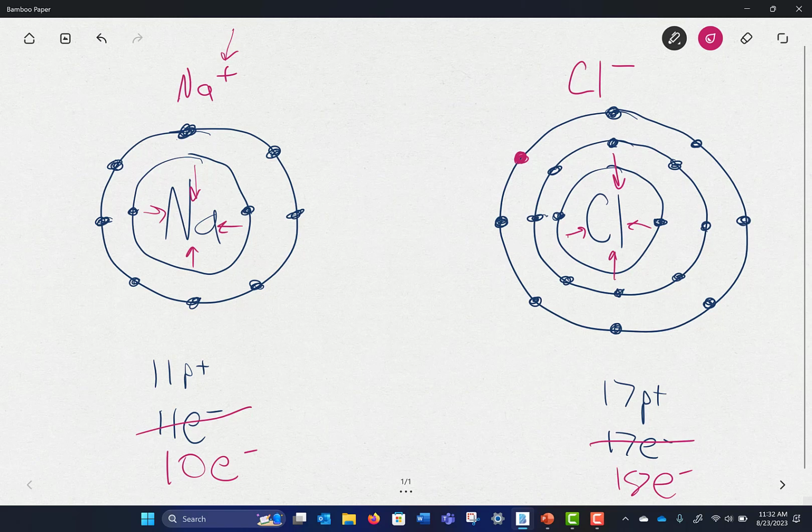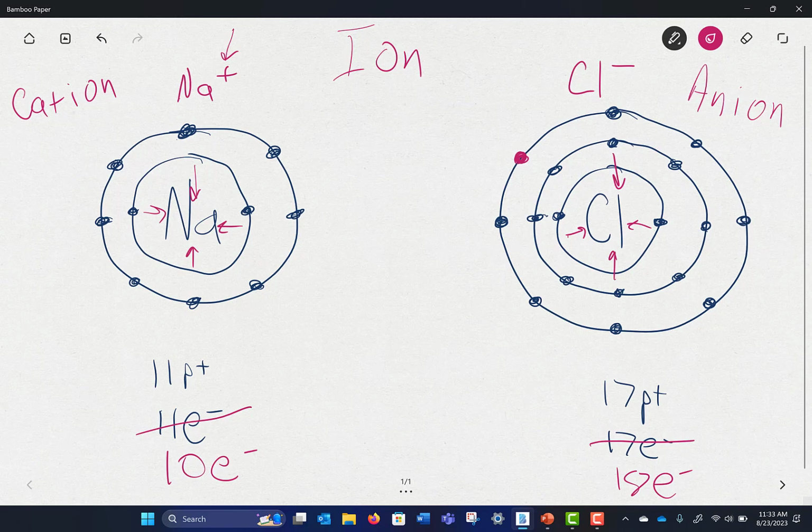Okay, so both of these are ions. Sodium is a positive ion. Chlorine is a negative ion. So we have ions here. But we can be a little bit more specific. If it has a positive charge, it's actually called a cation. And if it has a negative charge, it's called an anion. Cations have lost an electron. Anions have gained an electron. Cations have a positive charge. Anions have a negative charge.